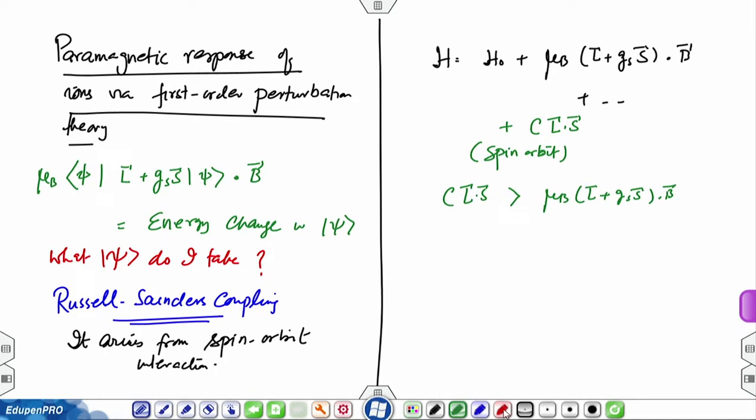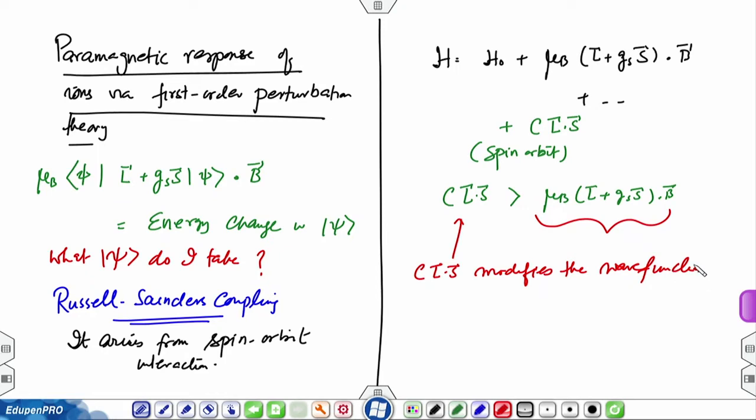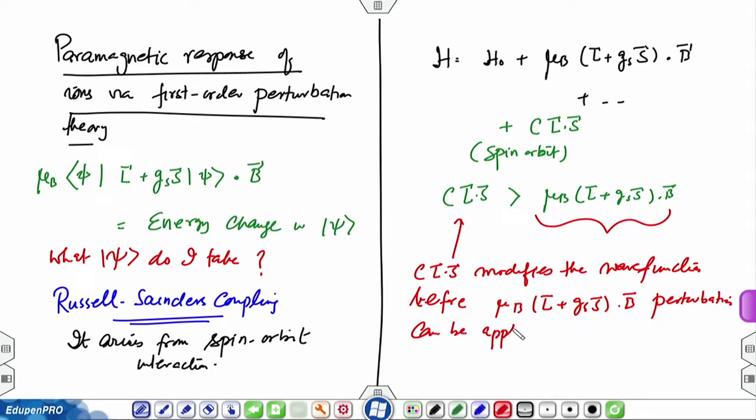So, before this term acts, this has an effect. So, C L dot S modifies the wave function before the mu b (L plus G S) dot B perturbation can be applied. This happens because the L dot S coupling term is larger. So, it acts before the second term. So, in the calculation I have to use this first.